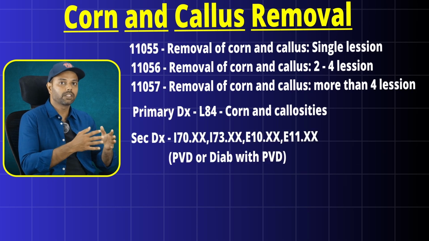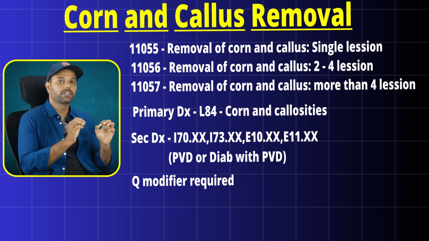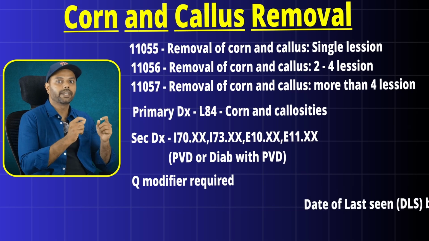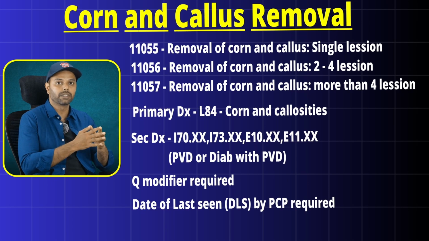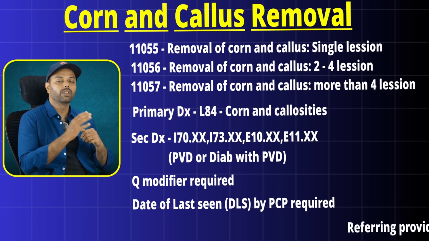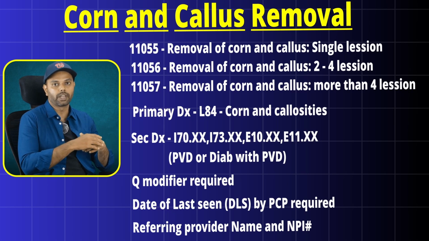The secondary diagnosis should be PVD or diabetes with PVD. Q modifier is required on this claim. Date of last seen by the primary care physician within last 6 months is required on the claim, and don't forget to mention the referring provider name and NPI number on the claim form.